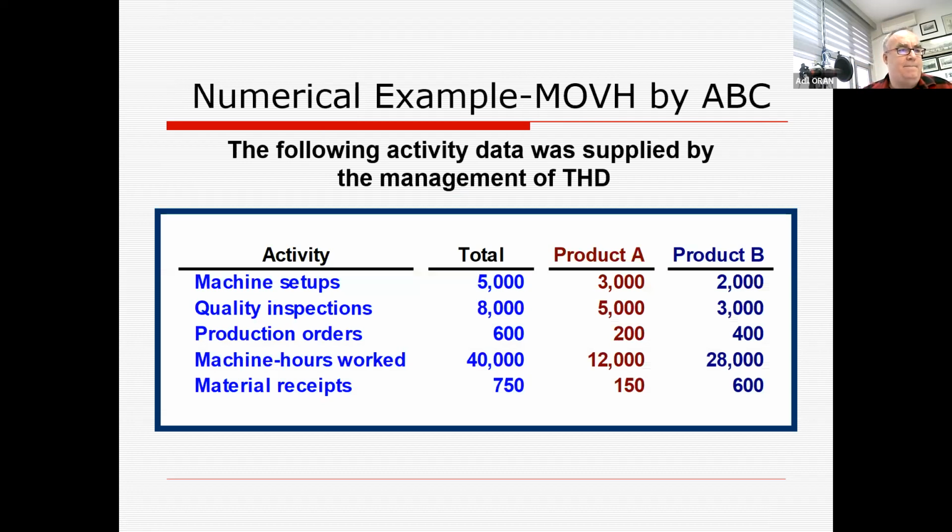So going back and looking at how many machine setups each product needs, 5,000 total: 3,000 of the total 5,000, 60% for A, 40% for B. For quality inspections, of the 8,000, 5,000 for A, 3,000 for B. Of the production orders, so of the 600, 200 for A, 400 for B. Wow. So for example, for production orders, twice as many production orders for B. So maybe the unit order size for B is much smaller.